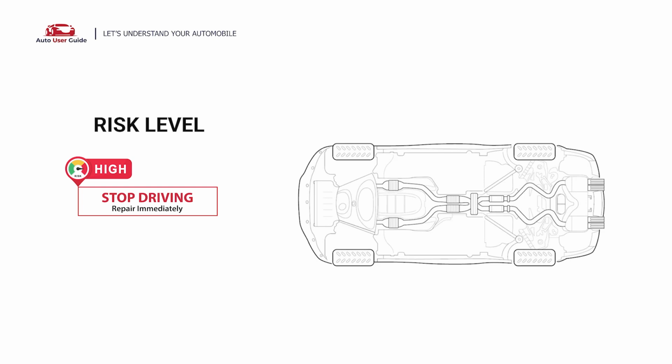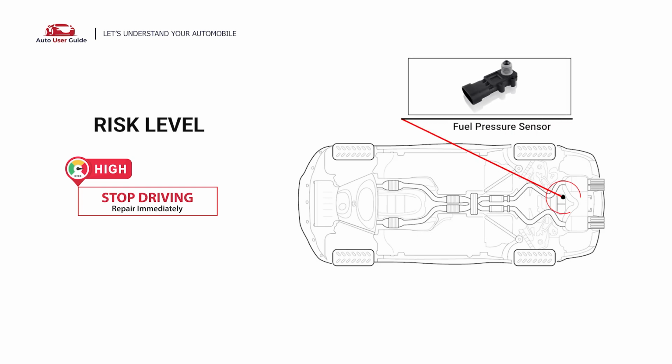This engine code indicates that the ECM is detecting a fuel pressure reading lower than expected from the fuel rail pressure sensor, which could be due to a faulty sensor, wiring issues, or other problems within the fuel system. Under this circumstance, stop driving and repair your vehicle immediately.